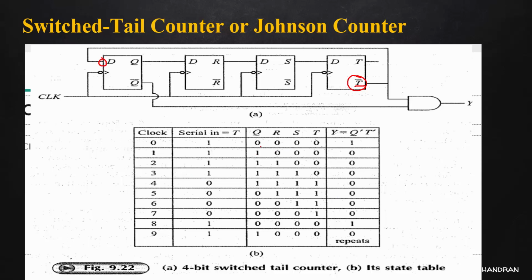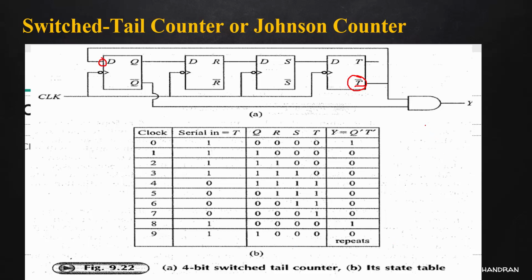Here again it is considering a 4-bit Johnson's counter. That means it is using 4 flip-flops in sequence. See how many different patterns are generated here. Here it generates 8 different patterns and it will repeat after those 8 patterns. That is the case of Johnson's counter.